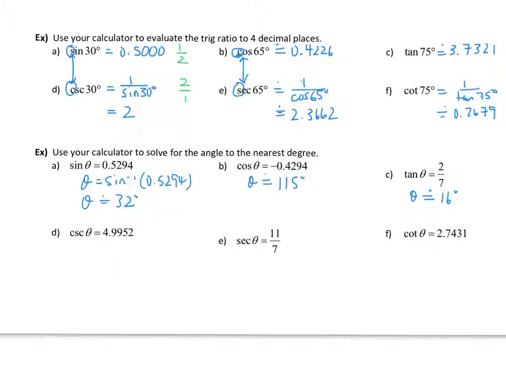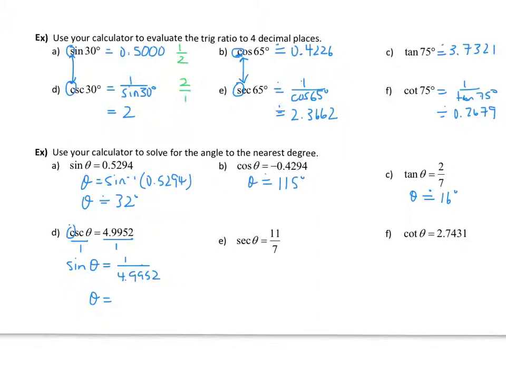Okay, now part D gets into the cosecant. Now I said that these are just the reciprocal. The cosecant would match up with sine, because C matches with the S. If I flip the left side over, cosecant theta over 1, if I flip that over, I'm going to get 1 over cosecant theta, which is equivalent to sine theta. That then means on the other side, I also have to flip that over, and it's going to give us 1 divided by 4.9952.